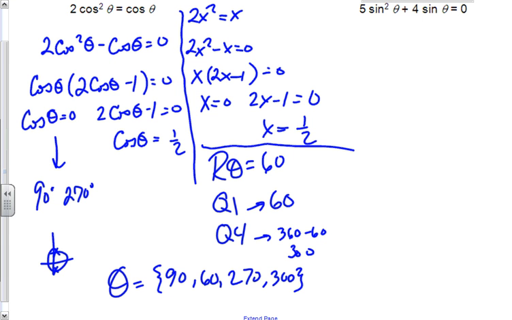Remember, if you ever check these, start plugging them in. Plug in cosine of 90. It should give you the exact same thing.